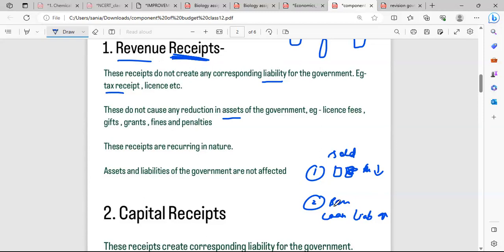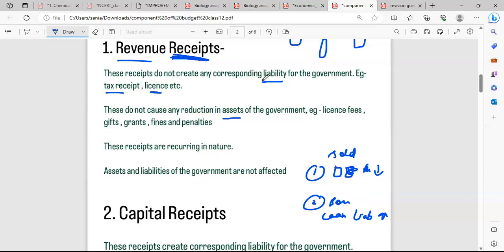No, we are paying tax to government. So these two, government is getting money. The source is government is getting money, right? But these two things are not giving. For example, I want a license. I paid licensing fees. That is going to government. Government is getting money. But that doesn't mean that government is selling something or government is borrowing. Right, so that's why it's a revenue receipt.